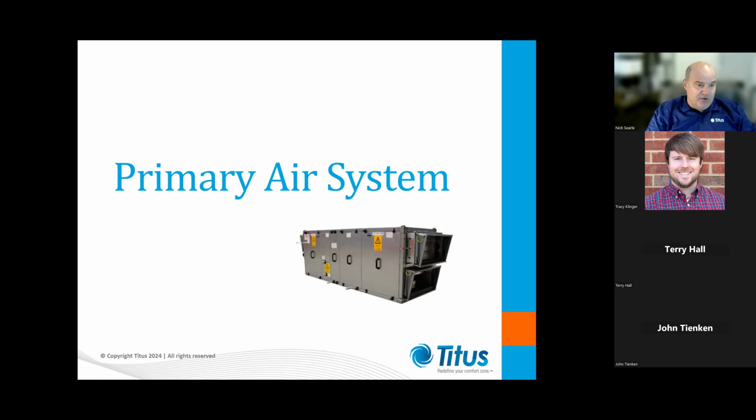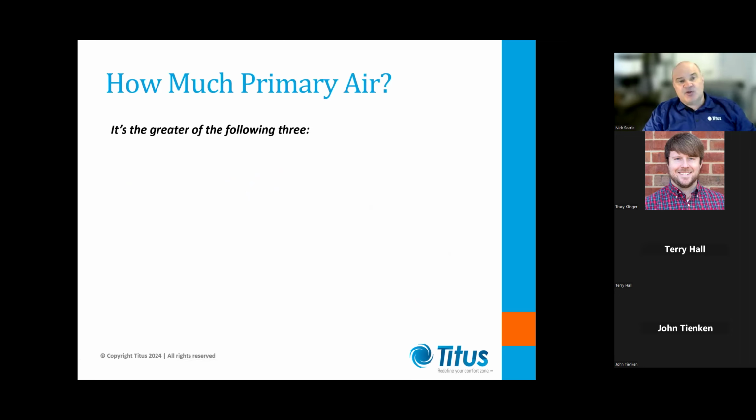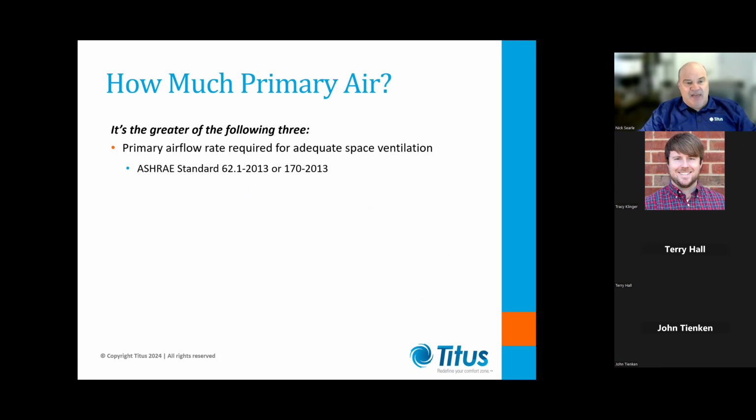So let's switch over to talking about the primary air system now. So the first thing we should consider is actually how much primary air the chill beam system requires. And it's going to be the greater of the following 3. Okay, first off, how much air we require for adequate space ventilation. So that's going to be determined by ASHRAE's Standard 62 calculations, or the guidelines laid out for healthcare, Standard 170.